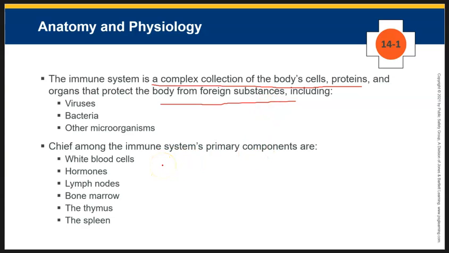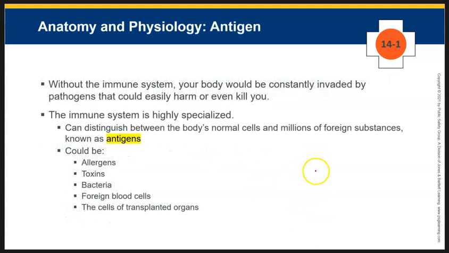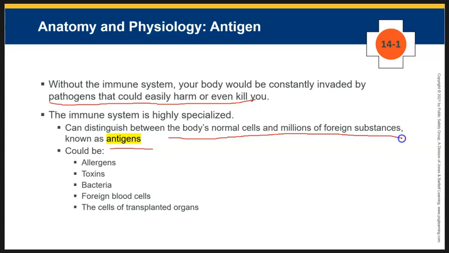So among the immune system's components are cells that actually form in the bone marrow originally and then mature in the thymus before moving throughout the body to protect us against invaders. Now, without the immune system, your body would be invaded by pathogens that could harm or even kill you, and these things are known as antigens. Your body can distinguish between its normal cells and these foreign substances. Antigens could be some sort of pathogenic material like bacteria or viruses, but they can also be allergens as well.